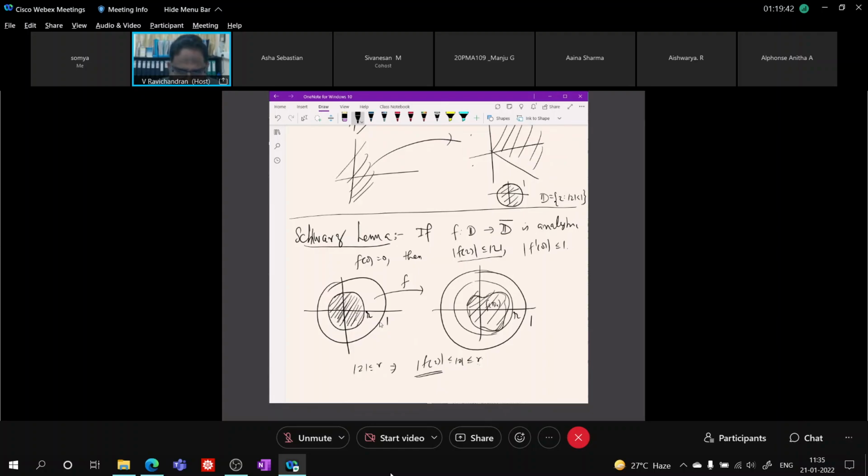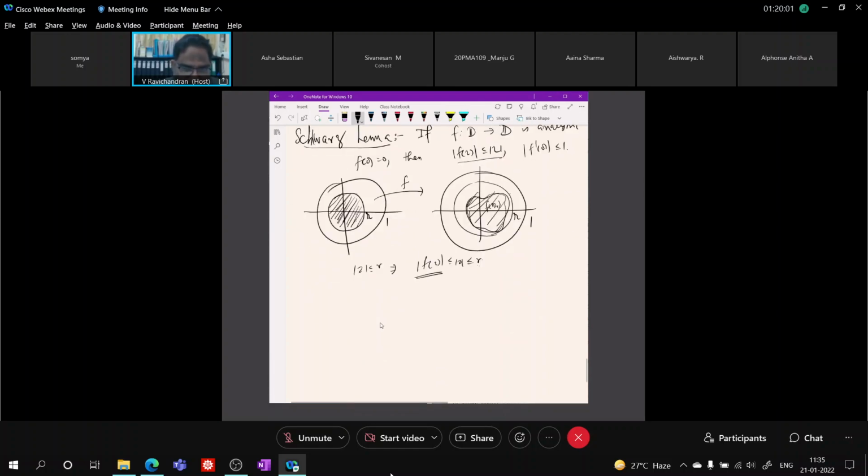When the full disk is going to the full disk, any subdisk will be getting transformed into a portion of the same disk of radius r. It will be inside, it cannot go up. That is what our Schwarz lemma says. And probably you might have heard about the Schwarz-Pick lemma, where this assumption f of 0 equal to 0 may not be there.